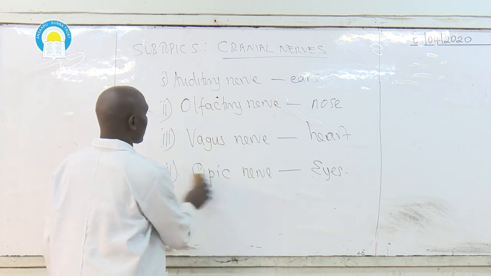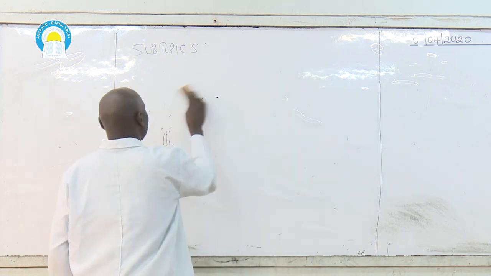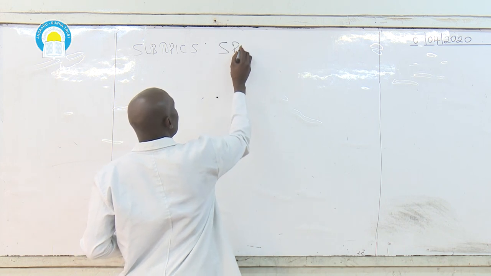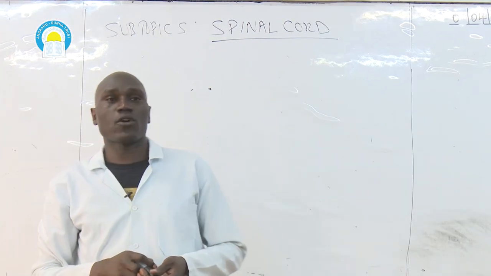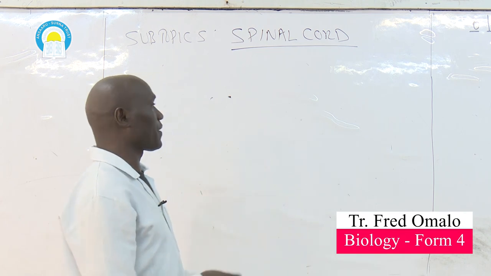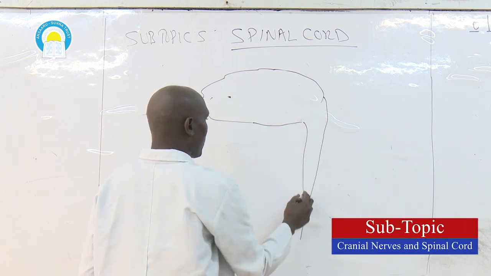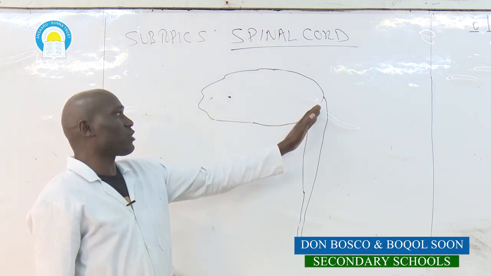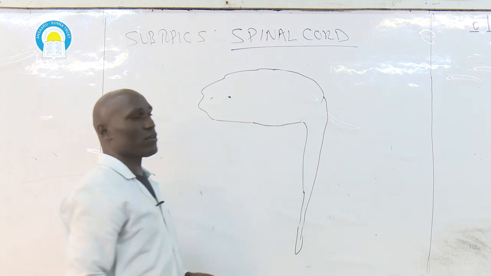Next subtopic would be spinal cord. Spinal cord is an extension of the brain. It is found on the posterior lower end of the brain. If this diagram is to represent the brain, then this left side will represent the anterior part of the brain, right side will represent the posterior back part of the brain. The spinal cord, therefore, is an extension of the lower part of the brain.